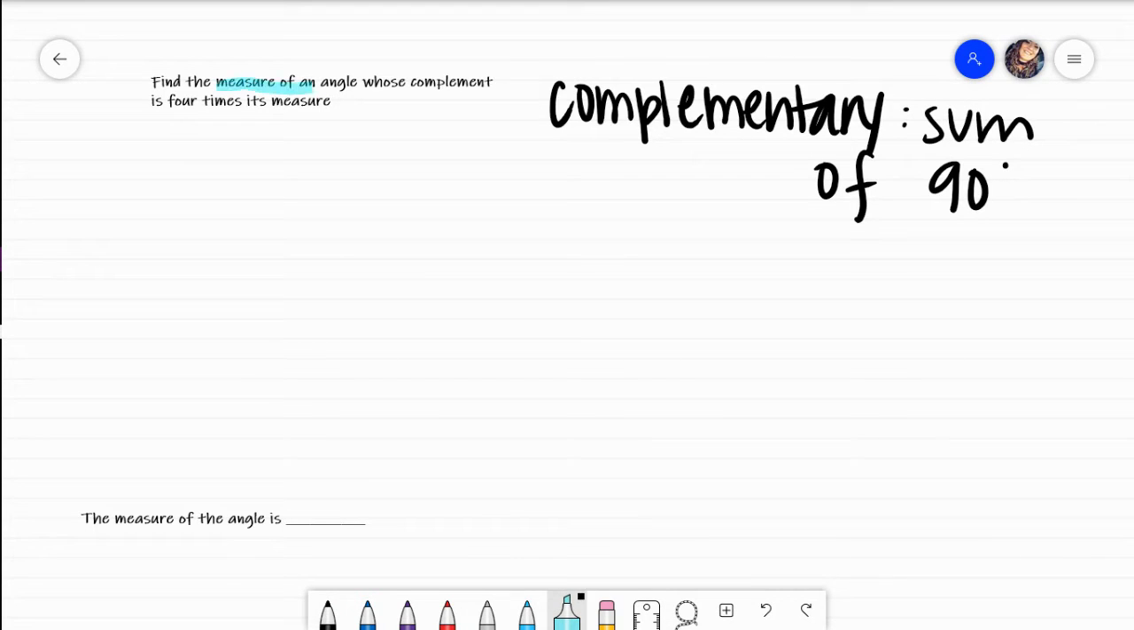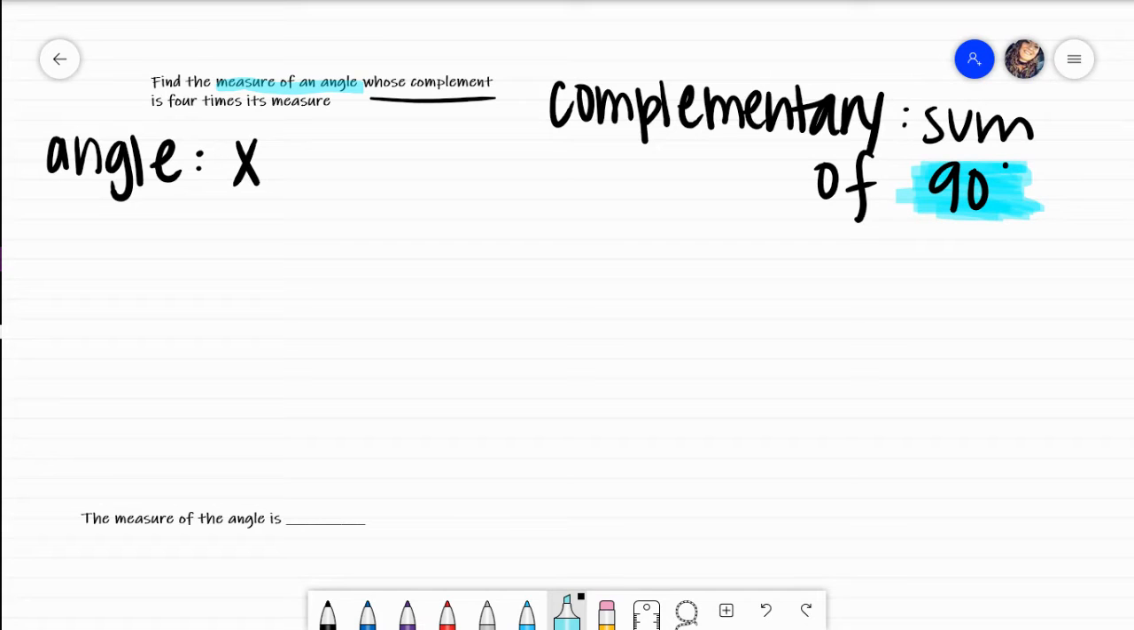Do you see there that this is letting me know that my angle, I don't know the measure of it, right? So the measure of my angle is unknown. It told me whose complement. Okay, so that tells me that if I combine both of these two angles together, I'm going to get 90. So that means I'm going to have equal 90.